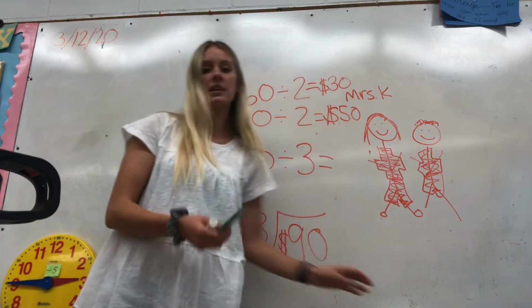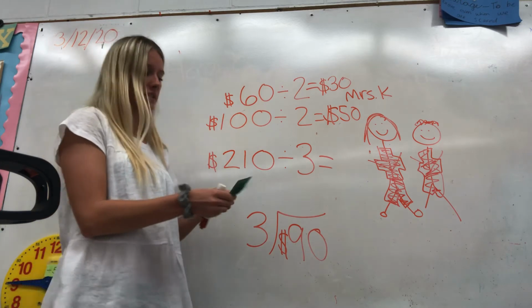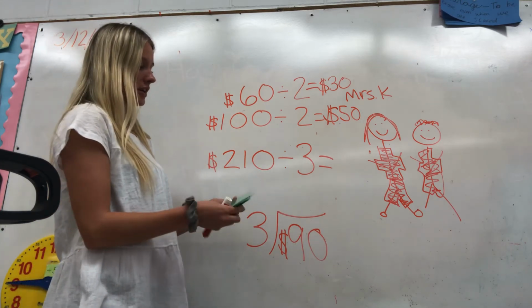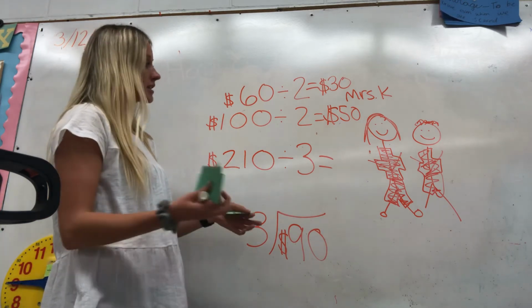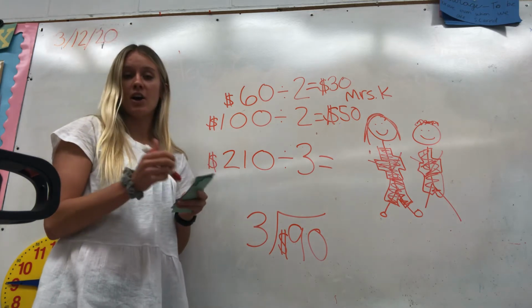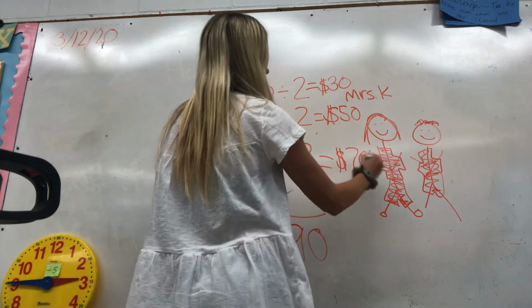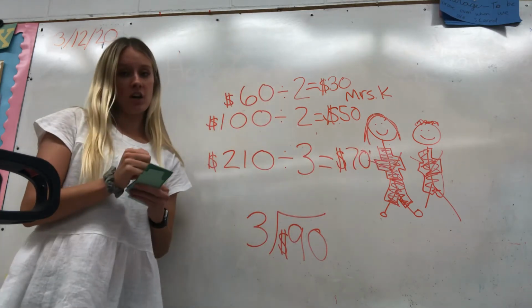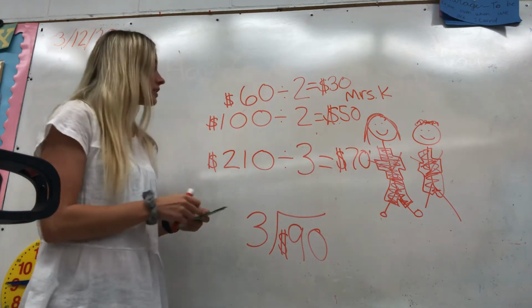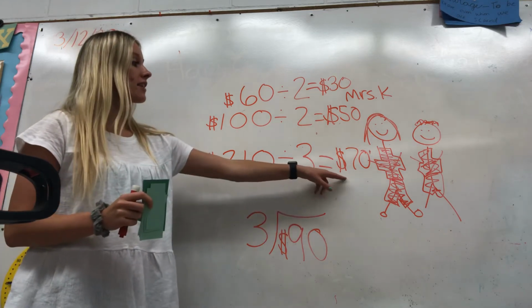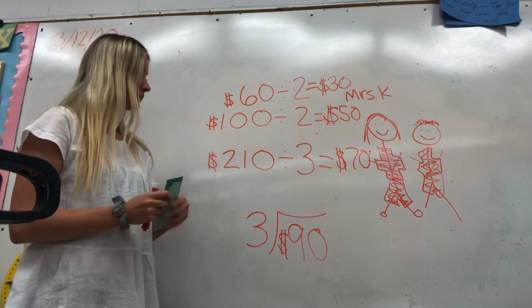And now I'm going to count and see how much I ended up with. So 10, 20, 30, 40, 50, 60, 70. All right, so when we all split that money, we each got $70, which is pretty good. So we have 70 as our answer here.